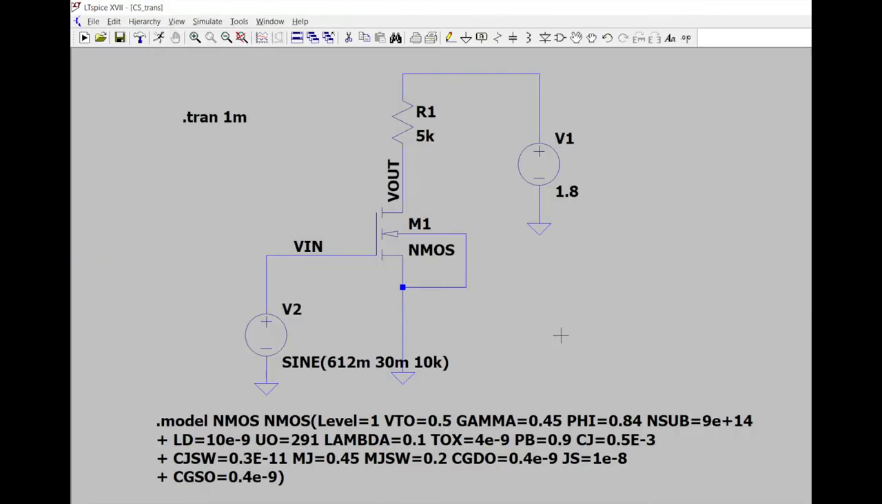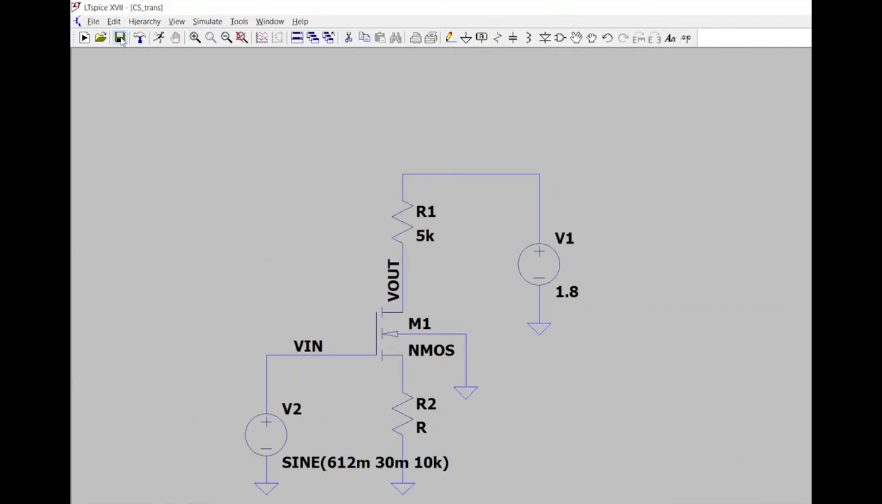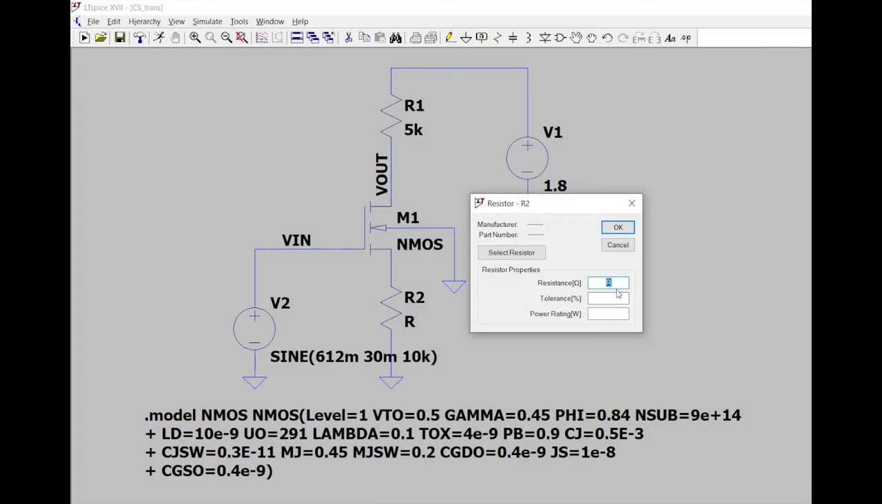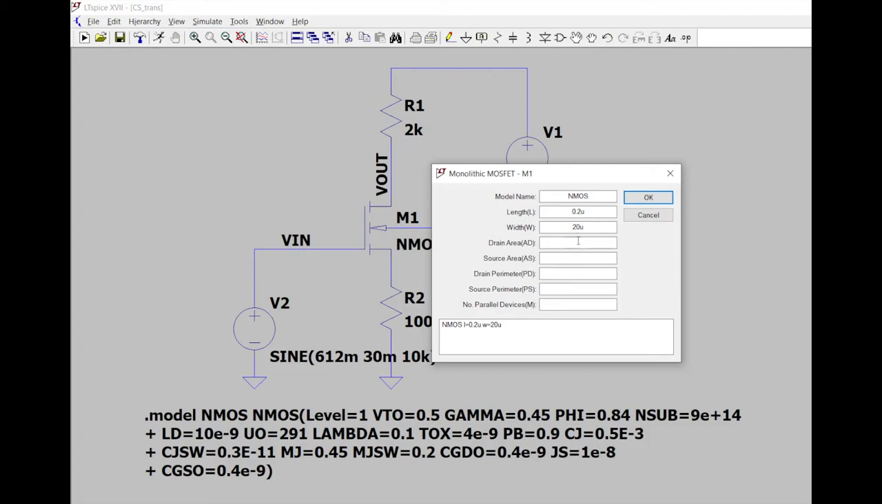Okay, now next let's modify this one and introduce a resistance here and see what the DC transfer characteristics are for a common source amplifier with source degeneration. My resistor is connected here. Let's give some value, maybe around 100 ohms. We'll start with 100 ohms and slowly increase. And let's change this value to 2 kilo ohms. Let's keep the rest the same as the previous one.